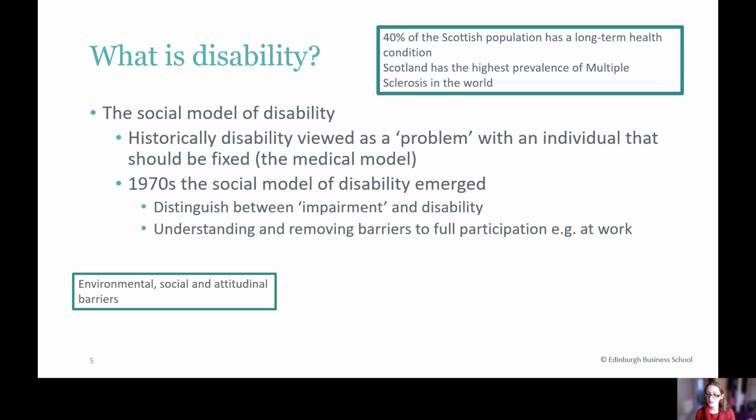We know in Scotland that disability is not an issue that only affects a small minority of people. So, for example, we know that around 40% of the Scottish population has a long-term health condition. And also Scotland has some of the highest prevalence of chronic conditions, for example, multiple sclerosis. So we know that if 40% of the population has some kind of long-term condition that could indicate disability, then we need to think about how do we support those individuals to secure work that is meaningful and also has job security with it.